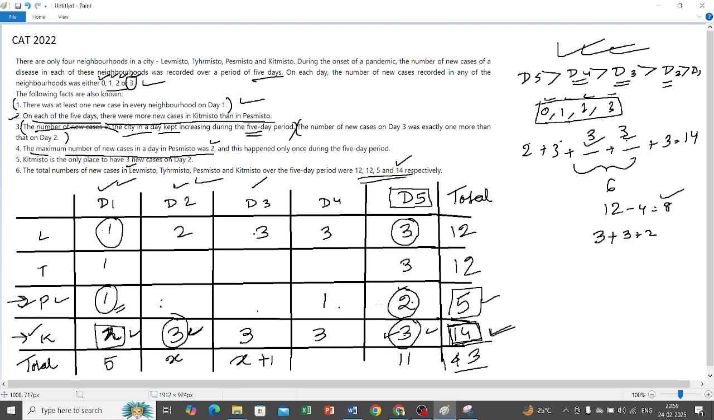I need to have what? 2 plus 1 is already 3, I need to have 2. So 1 I need to put over here, and I can place only 0 or 1. I need to place 0 or 1. So let me put 0 over here, let me put 1 over here, just for the sake of testing. Okay. So you see 1 plus 1 is 2, 2 plus 1 is 3, 3 plus 2 is 5. Right?